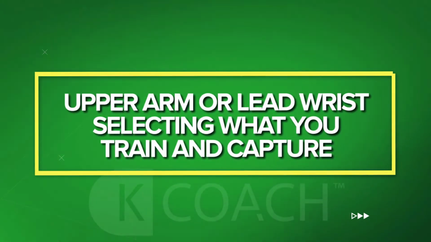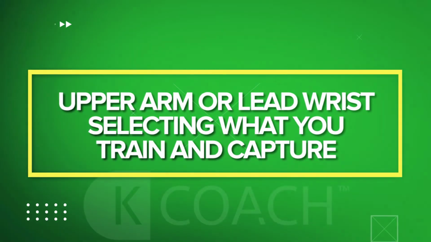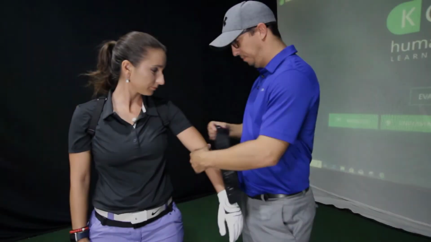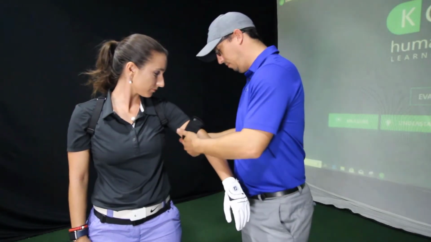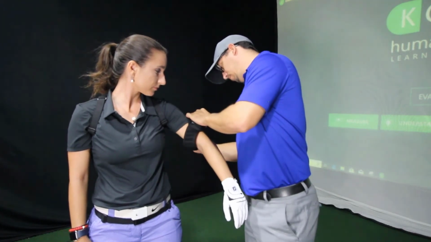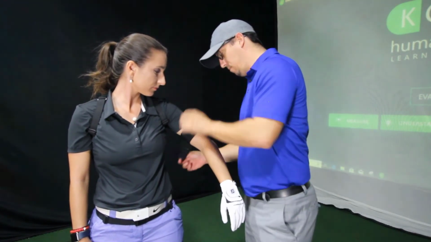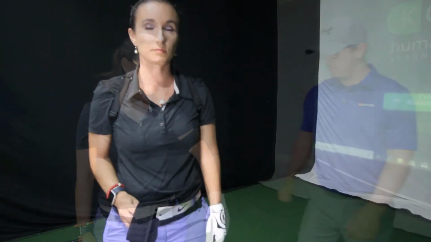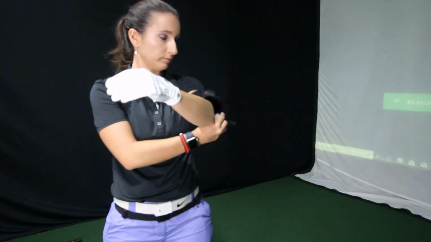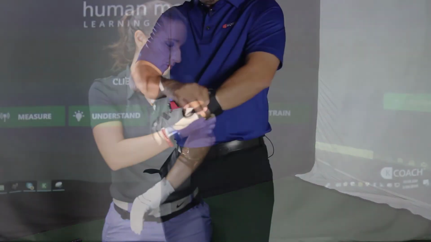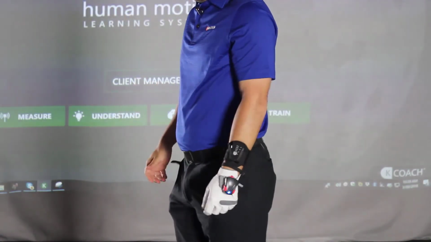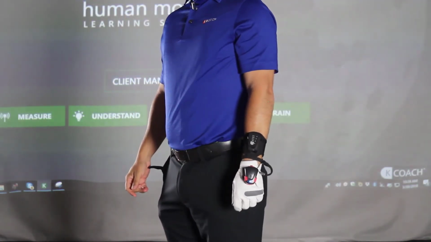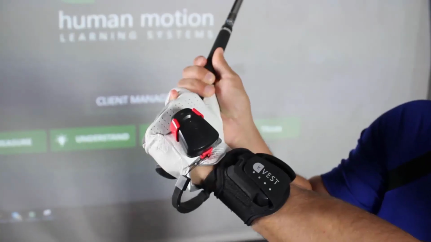Upper arm or lead wrist, selecting what you train and capture. There are two sensor configurations in K-Coach. Golf mode allows you to capture and train data with the fourth sensor on the lead upper arm. This is the classic kinematic sequence setup. Golf lead wrist mode allows you to capture and train with the fourth sensor on the lead wrist. This allows you to capture and train wrists and wrist angles.